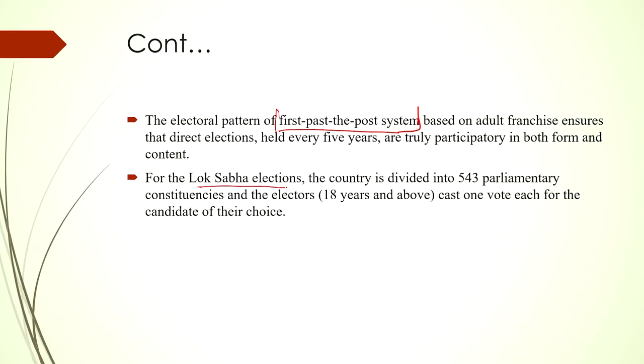For the Lok Sabha elections, the country is divided into 543 parliamentary constituencies, and the electors, all those who are 18 years and above, cast one vote each for the candidates of their choice.